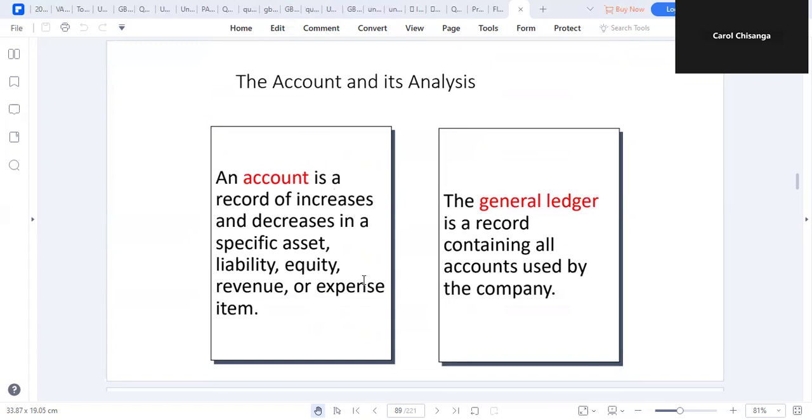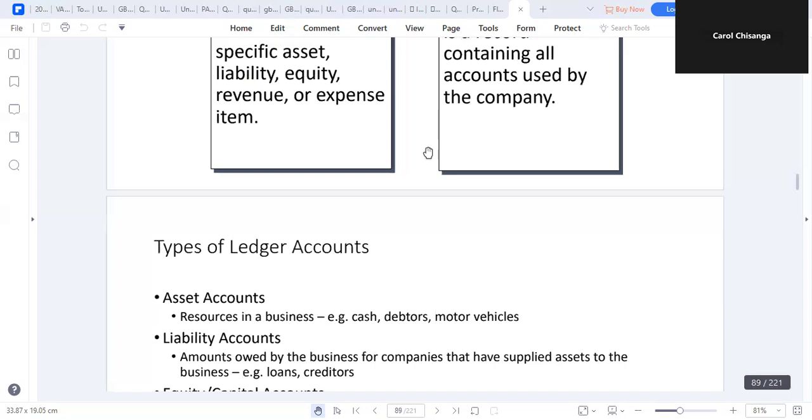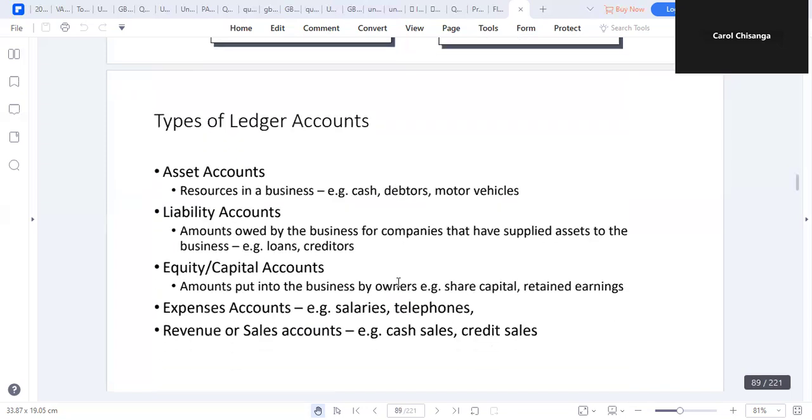We have what is called an account. An account is simply a record that either increases or decreases a specific asset or liability or equity or revenue or expenditure item, whereas a general ledger is simply a record that contains all accounts. It embodies all accounts. So we have different types of accounts. We have what we call the asset account, where all resources in the business are recorded, like the cash, debtors, motor vehicle account. All these are assets. An asset is simply what the business owns.